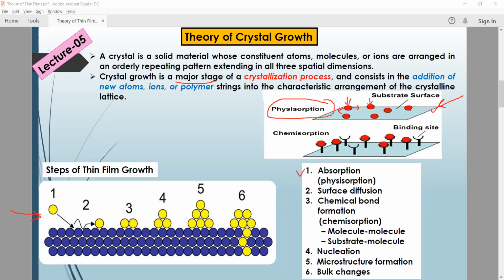So we can see here, this is number one, and this yellow atom indicates a process of absorption. It means if we deposit that atom on the substrate, the atom was absorbed onto that substrate. Whatever we discussed recently is the concept of absorption onto the substrate of that particular film.